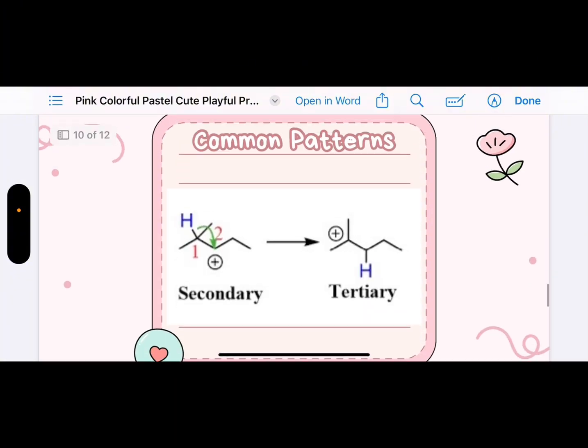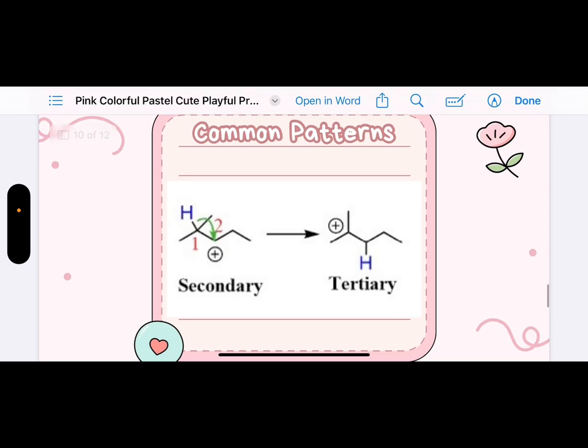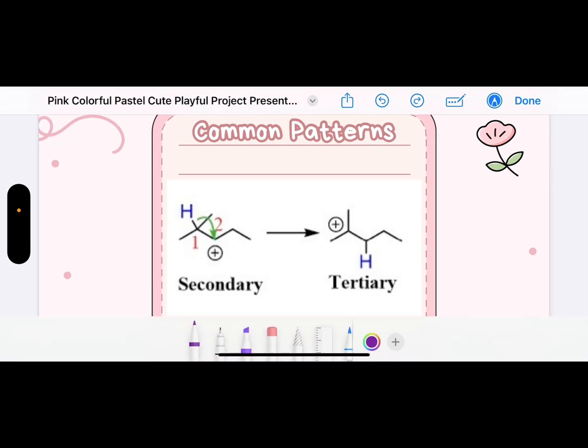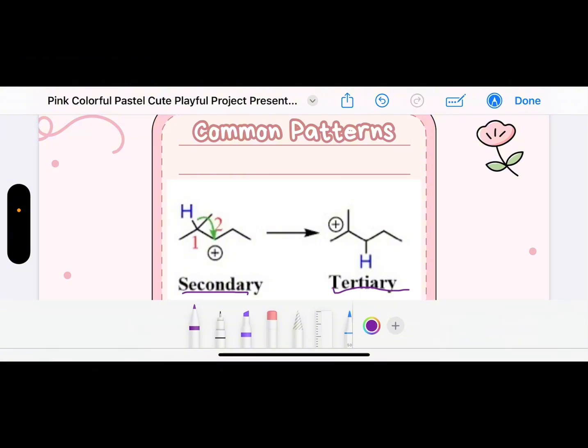And here guys, ang last na common na pattern is secondary to tertiary na punta. Kung asa ang secondary na kung asa nakalukit ang kaduha na carbon, ni-move siya sa ikatulo ng carbocation. So, manani ang product.